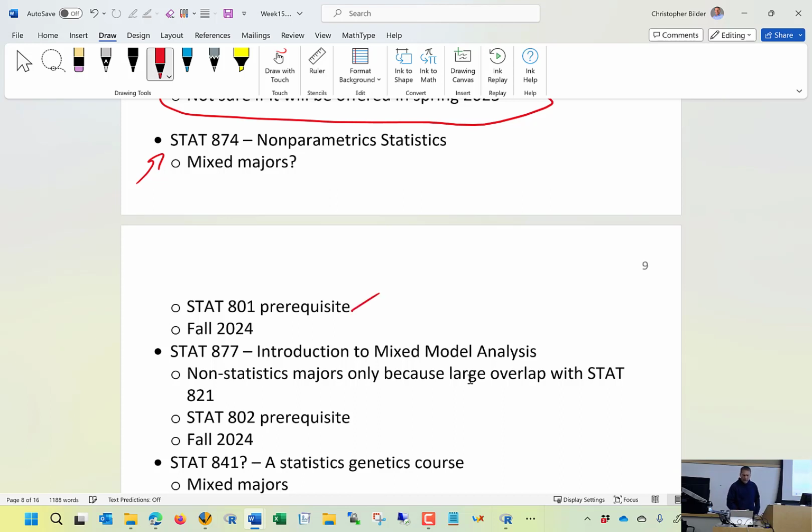Now, the prerequisite for the course is Stat 801. So all stat majors, even though you're not taking Stat 801, will be able to take the course. Non-stat majors should be able to take the course. I am not 100% sure if this course will be taught with this prerequisite or a higher prerequisite, and so make sure you talk to the instructor about that.